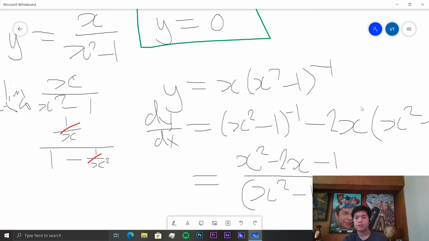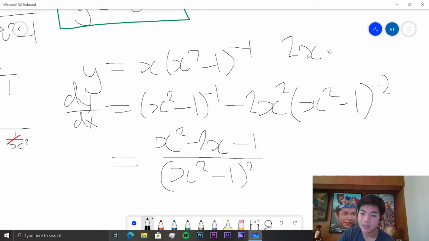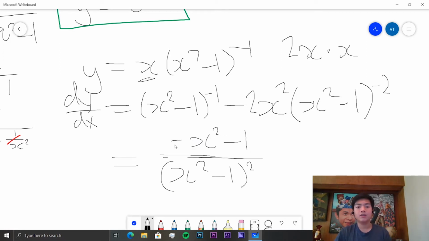This should be 2x squared. My bad, I forgot about that. Sorry, this should be minus 2x squared because it's actually minus 2x times the original x that was here. And so we get actually just minus x squared, because it's x squared minus 2x minus 1.